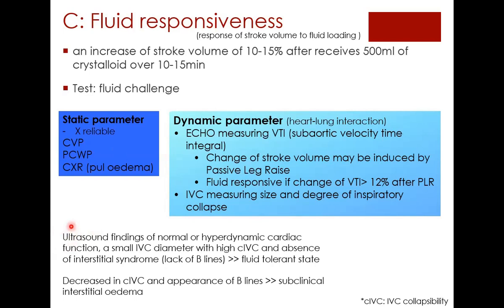To make it easier, if you are still learning how to do a VTI, you can actually use the guide from the ultrasound by looking at the heart, whether the patient is having normal or hyperdynamic cardiac function. A small IVC with high IVC collapsibility, where we always mention more than 50% collapsibility, with the absence of B lines, might also tell you the patient is likely fluid tolerant. In this case, you can also give fluid.